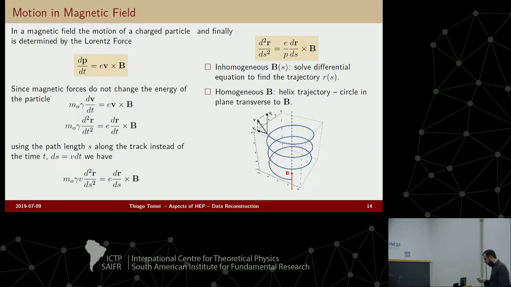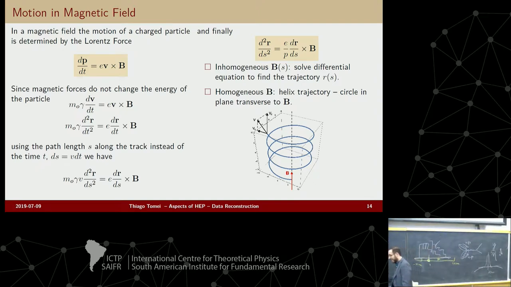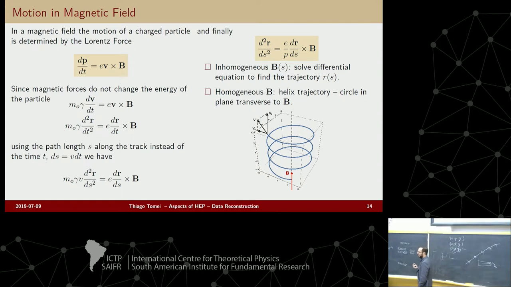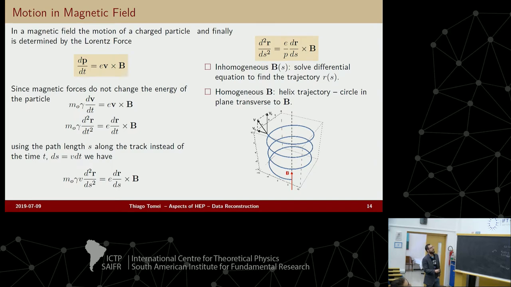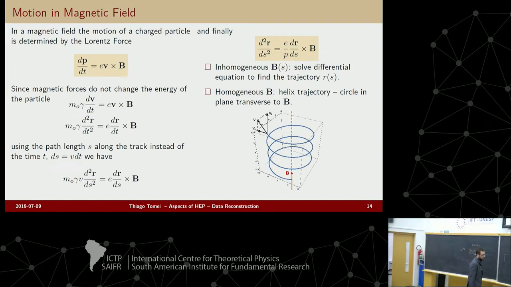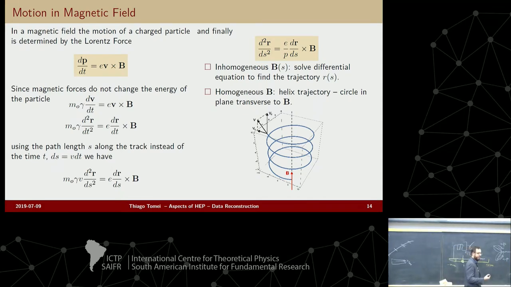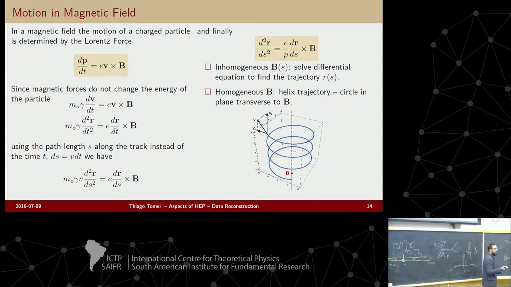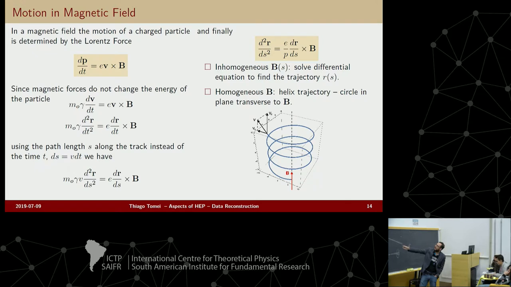Now, if you have an inhomogeneous field, you are screwed, because this is a second-order differential equation in many variables. There are three components here and three components here, a vector product, it's a mess. And you have to solve it, and you probably will have to solve it numerically. But if you use a solenoid, and that's actually the reason why almost everybody uses a solenoid, then it's easy, right? Because you have a helix. You have the field here, and your particle just spins here. And this is much easier.